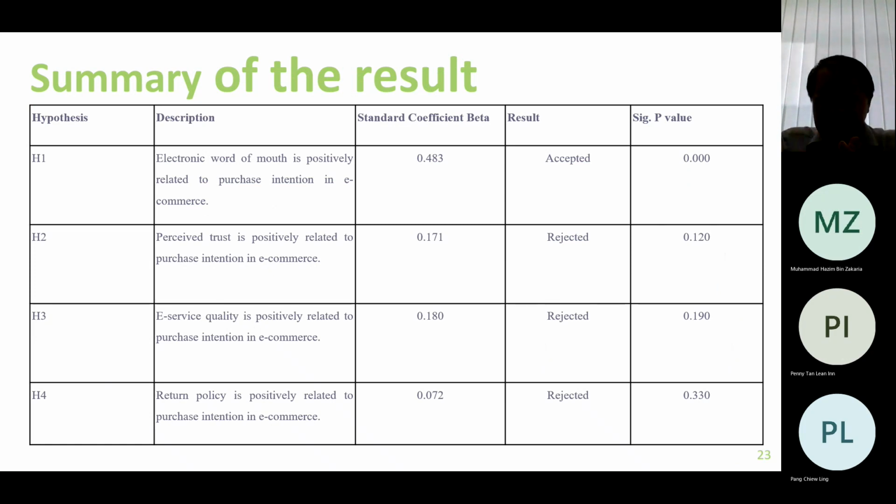So from the result, you can see there are four hypotheses, and I said all these hypotheses are positively related, but the result shows only one hypothesis accepted. That means the one with 0.00, the p-value. The rest are all rejected. Three rejected and one accepted.